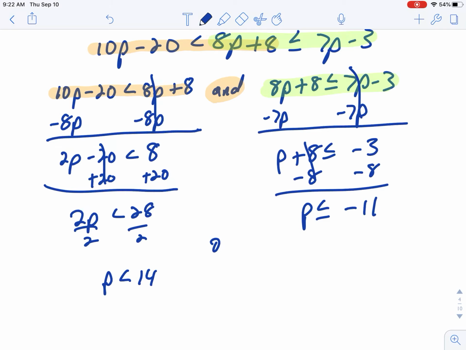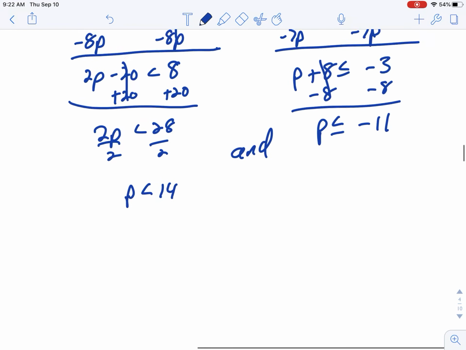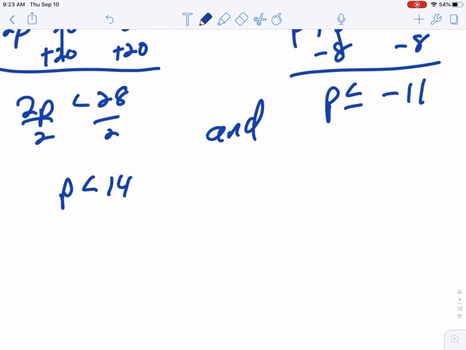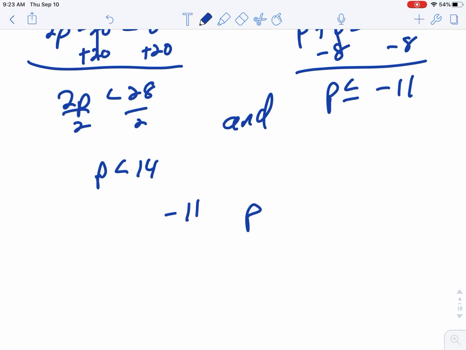This is an AND problem. So I do this. Now I need to link them together. You can link AND problems together, you just cannot link OR problems. How does that work? You put the variable in the center, smaller number on the left, larger number on the right, and then look at the mouths. This mouth is eating the -11. This mouth is eating the 14.